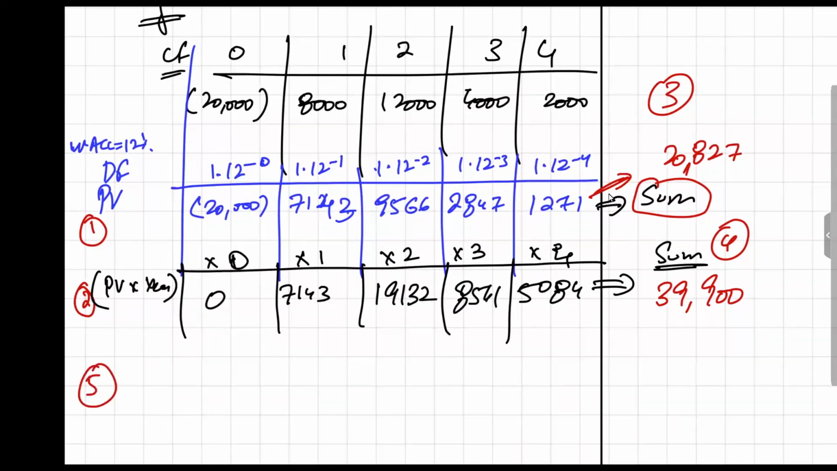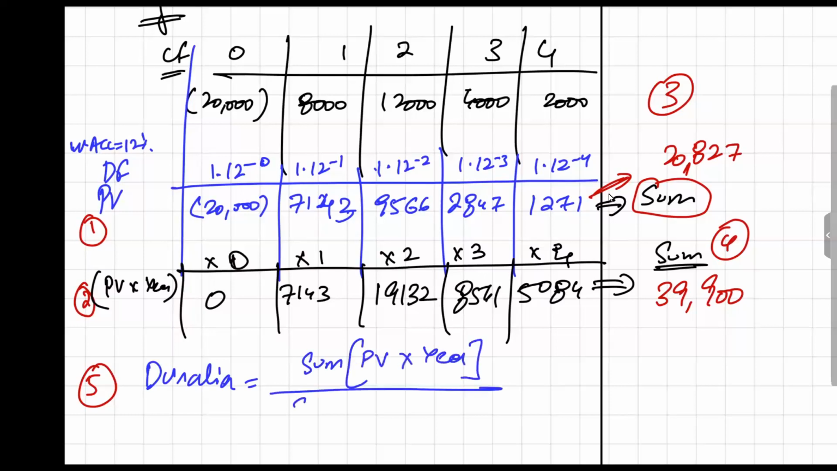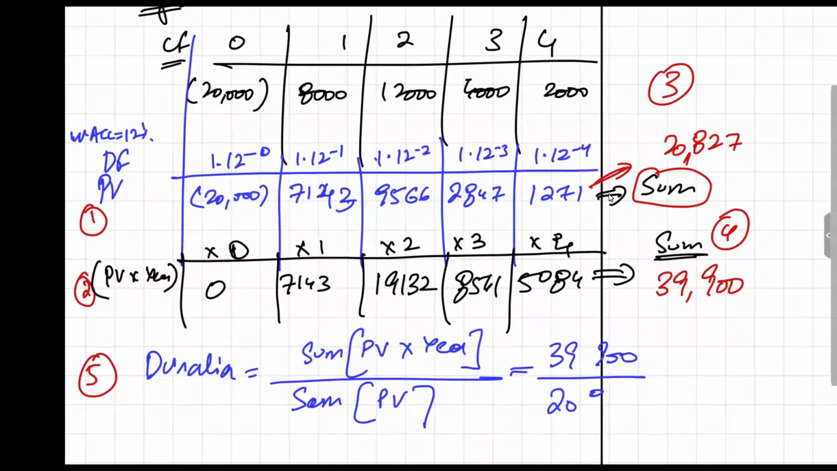And how do you calculate the duration? The duration is the sum of PV into year divided by the sum of the present value. So it's 39,900 divided by 20,827. Hence 1.916 years.